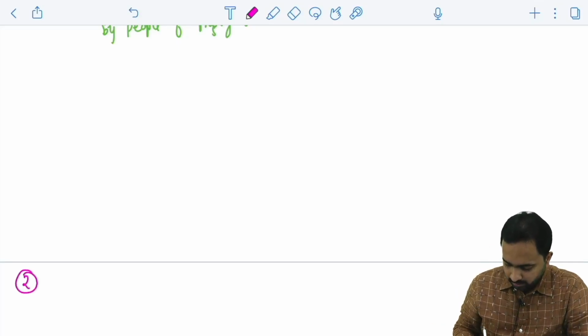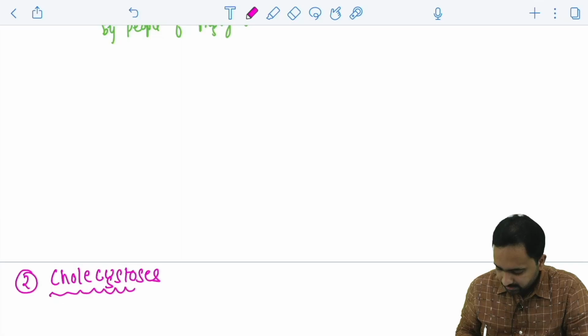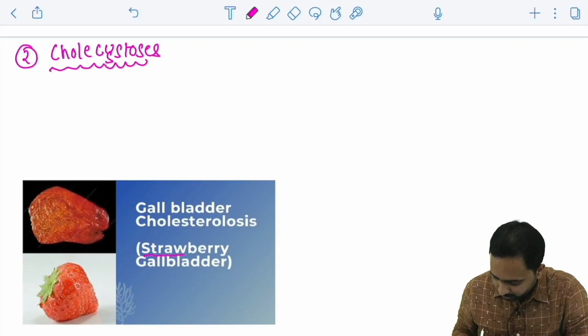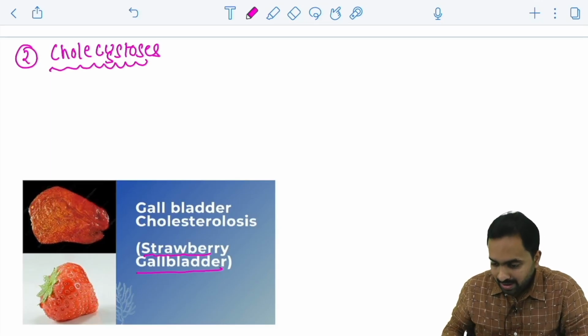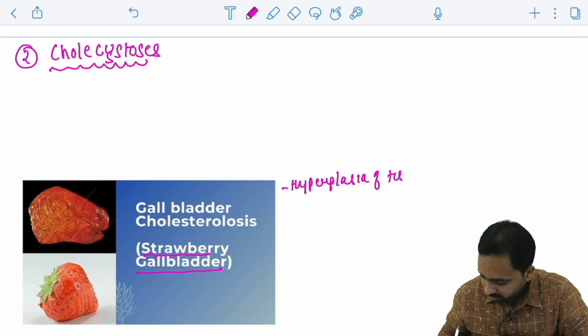Another short topic in gallbladder, which is cholecystoses. Over here, we shall be discussing four conditions. The first is the strawberry gallbladder. What happens over here is there is hyperplasia of tissue elements.